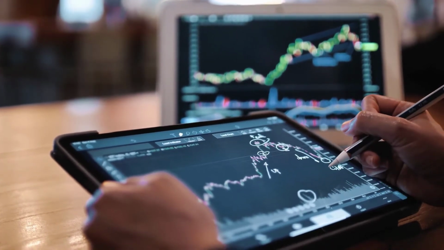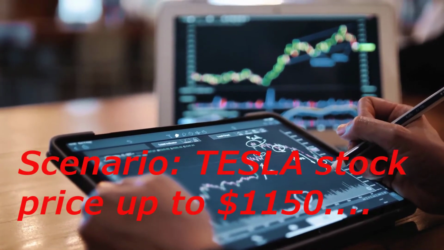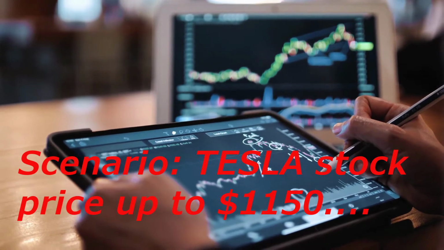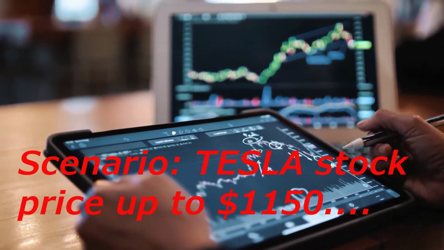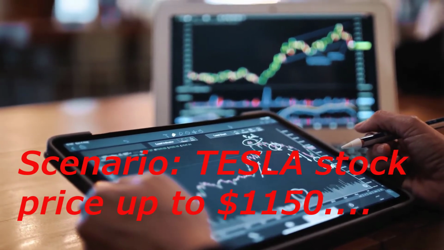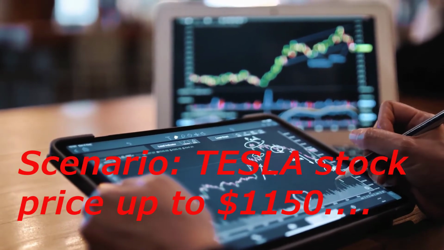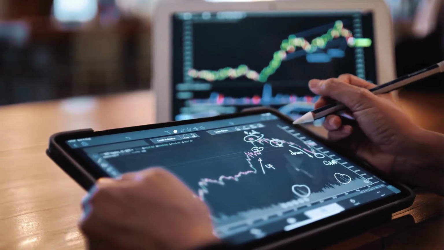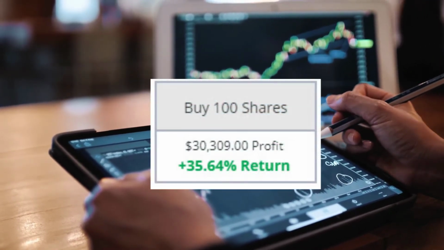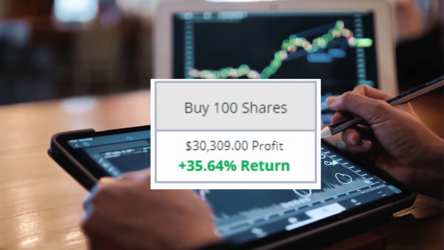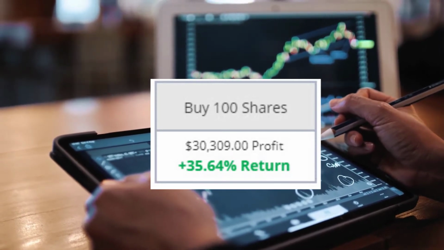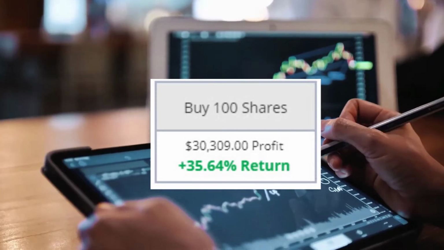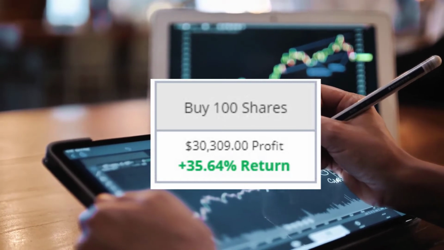So let's just pretend that the stock price went roaring on up to $1,150-ish. Elon Musk had a great quarter, great results, the price just went booming on upwards. What would have happened to our two trades? Well, our 100 shares that we bought would have made us $30,309, which is a 35.64% return. Very nice indeed. But what about the call option?